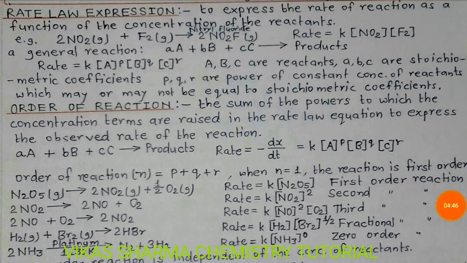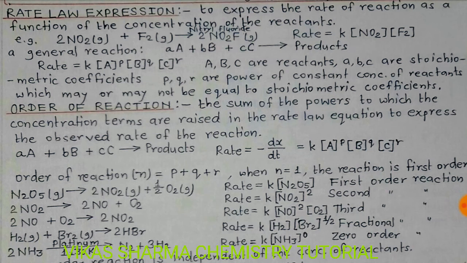So student, in a rate law expression, we express the rate of a reaction as a function of the concentration of the reactants. For example, 2 moles of nitrogen dioxide plus difluorine gas produce nitryl fluoride, NO2F. So rate is equal to k, the rate constant, times the concentration of NO2, the first reactant, and fluorine gas.